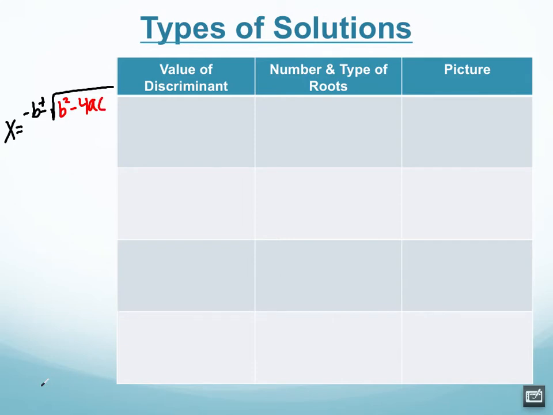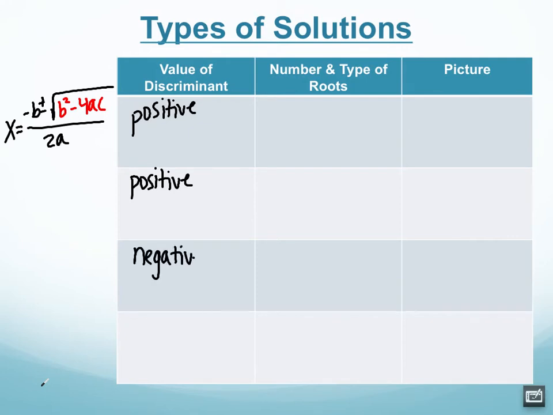Okay, so this part in red is the discriminant. Your discriminant can be positive. There are 2 boxes for positive, and we'll talk about that in a minute. It can be negative, or it can be 0. Okay, so negative is the case that we just did.